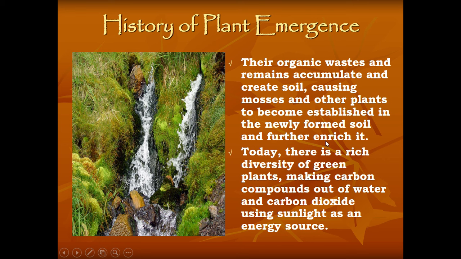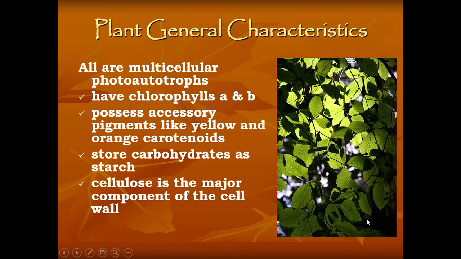So today there is a rich diversity of green plants making carbon compounds out of water and carbon dioxide using sunlight as an energy source. Bear in mind that all plants are multicellular photoautotrophs, meaning that they are made up of many cells, and they can make their own food by using the energy from sunlight.